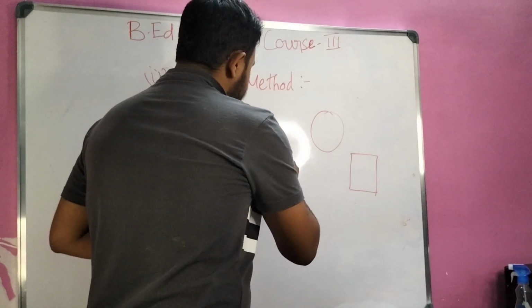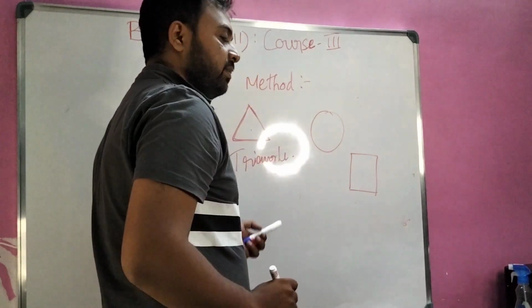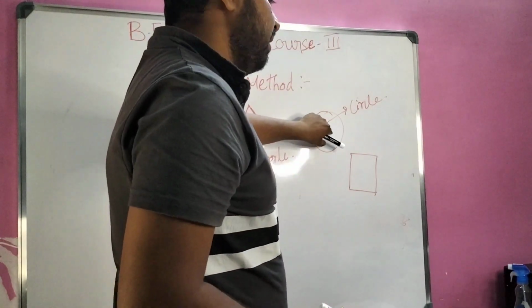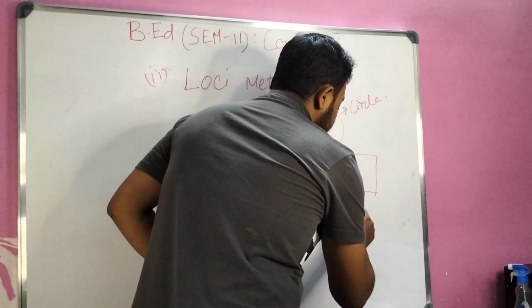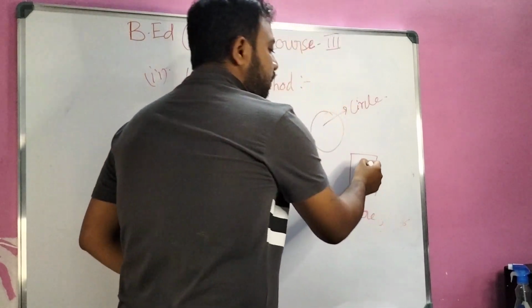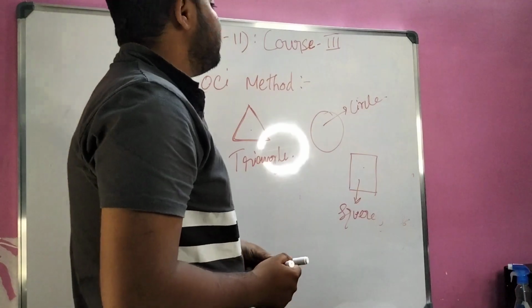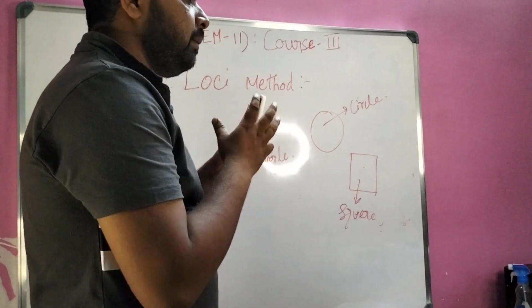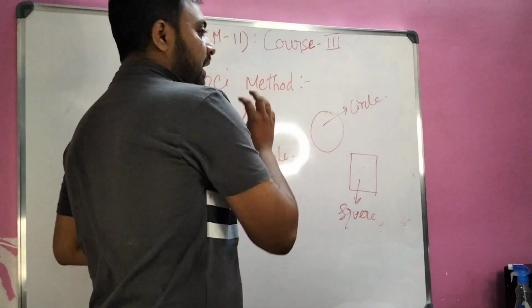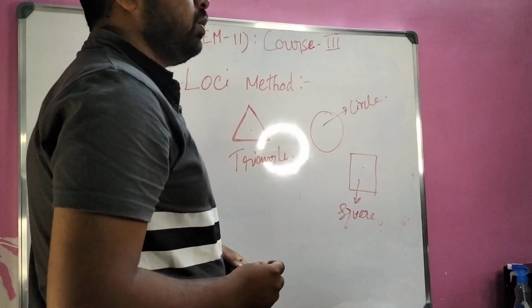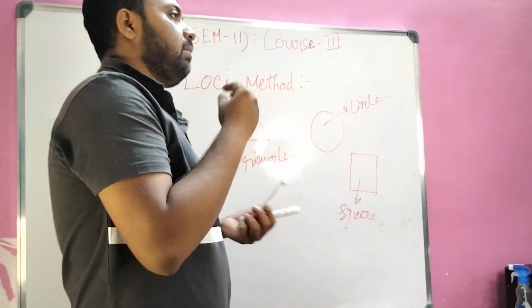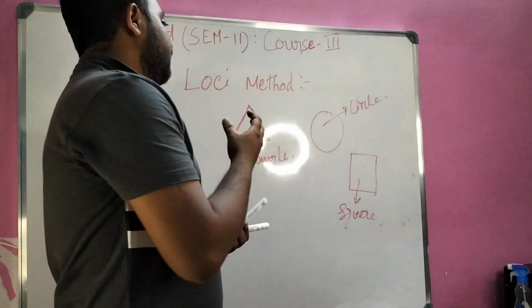The triangle will be placed in here, at that position. The circle, or spherical part, will be placed in here, and the square will be placed at that position. So the child gets an idea about the particular place where he placed those paper cuttings. So this is called the Loki method. It helps in remembering or retaining information about any kind of shapes and sizes.